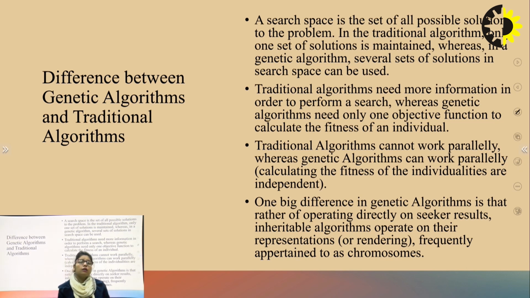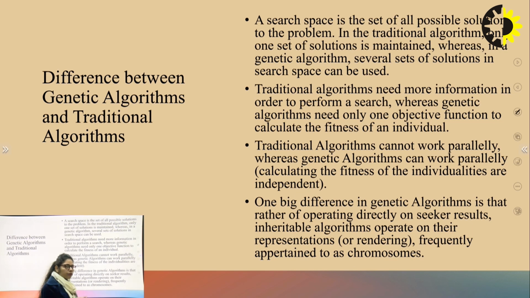Third, traditional algorithms cannot work in parallel, whereas genetic algorithms can work in parallel. Now, what does it mean to work in parallel? Basically, in a genetic algorithm, calculating the fitness of the instances of individuals is independent. The fitness function of a particular individual doesn't depend on any other thing. But in traditional algorithms, some parameters are present that are not independent, that are dependent.